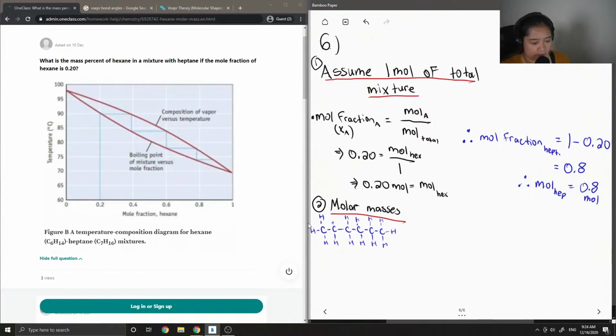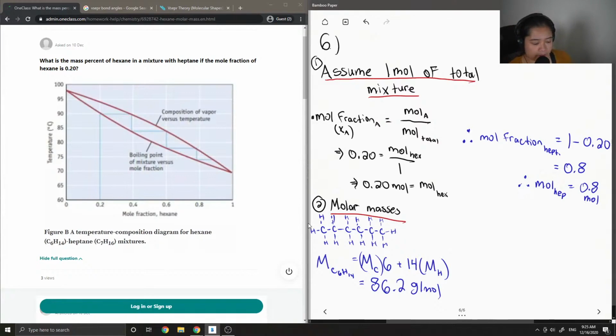So there are 6 carbons and 14 hydrogens. To find the molar mass of hexane, it would be the molar mass of carbon times 6 plus 14 times the molar mass of hydrogen. Okay, so this gives us a molar mass of 86.2 grams per mole.